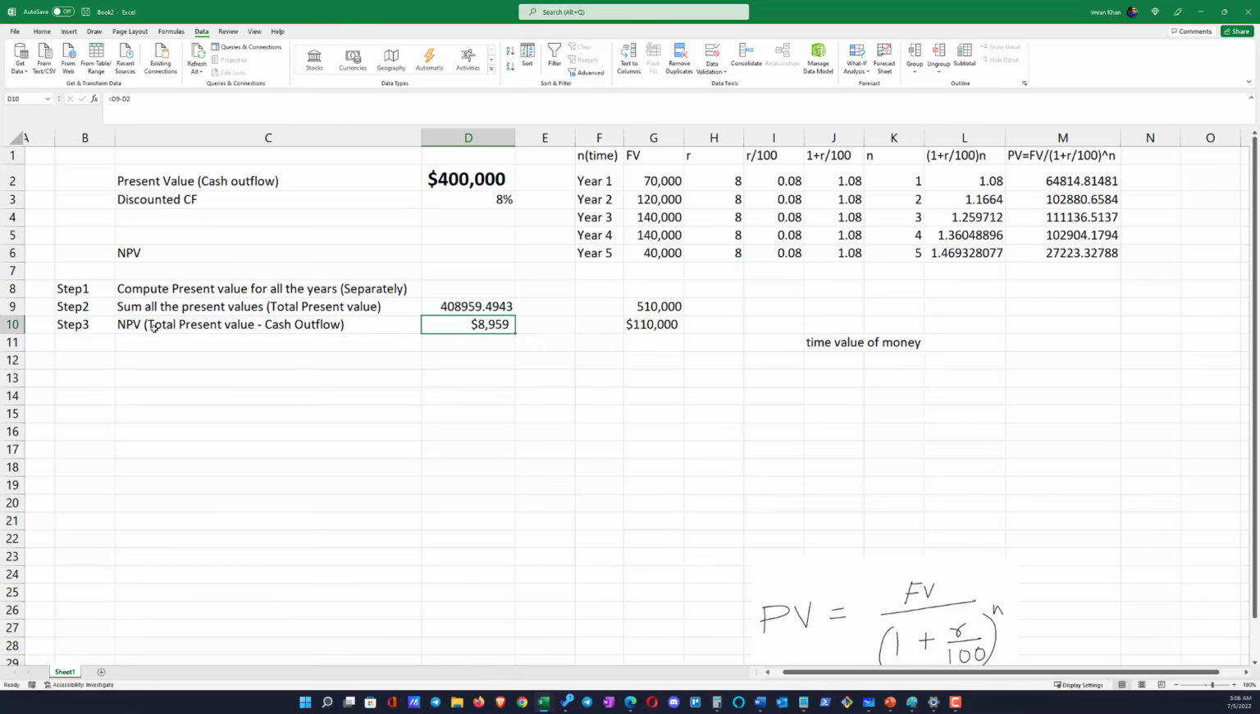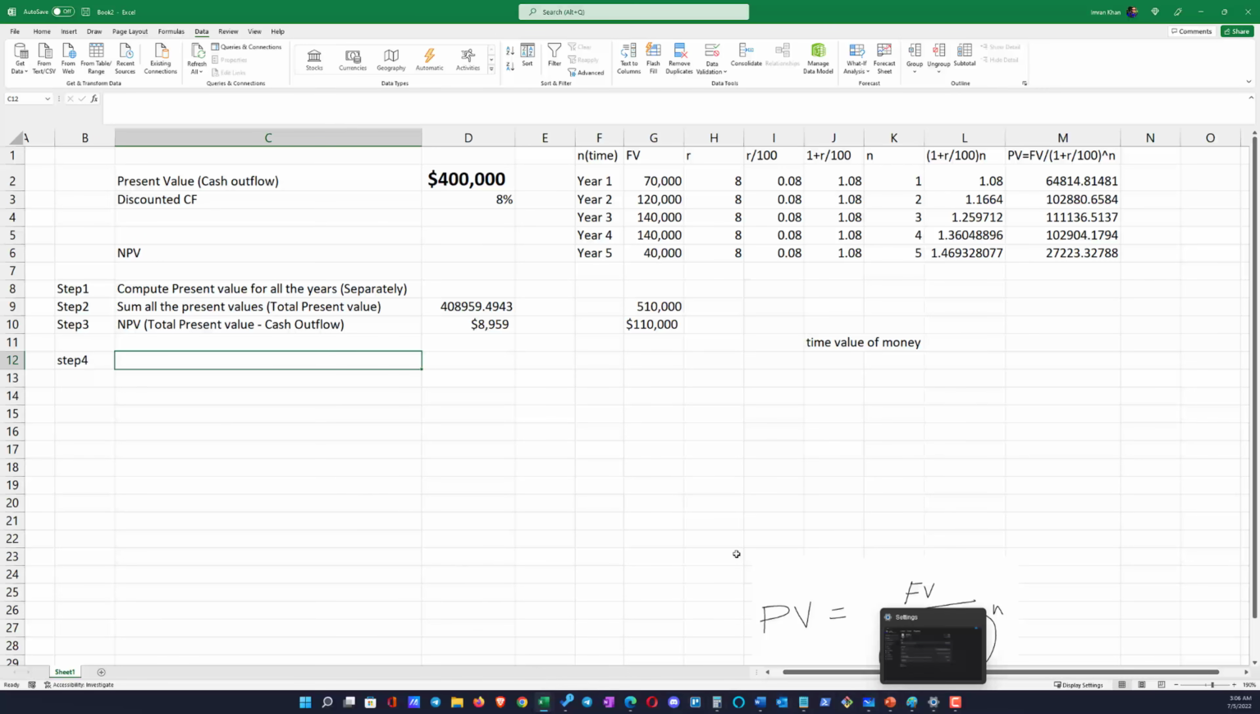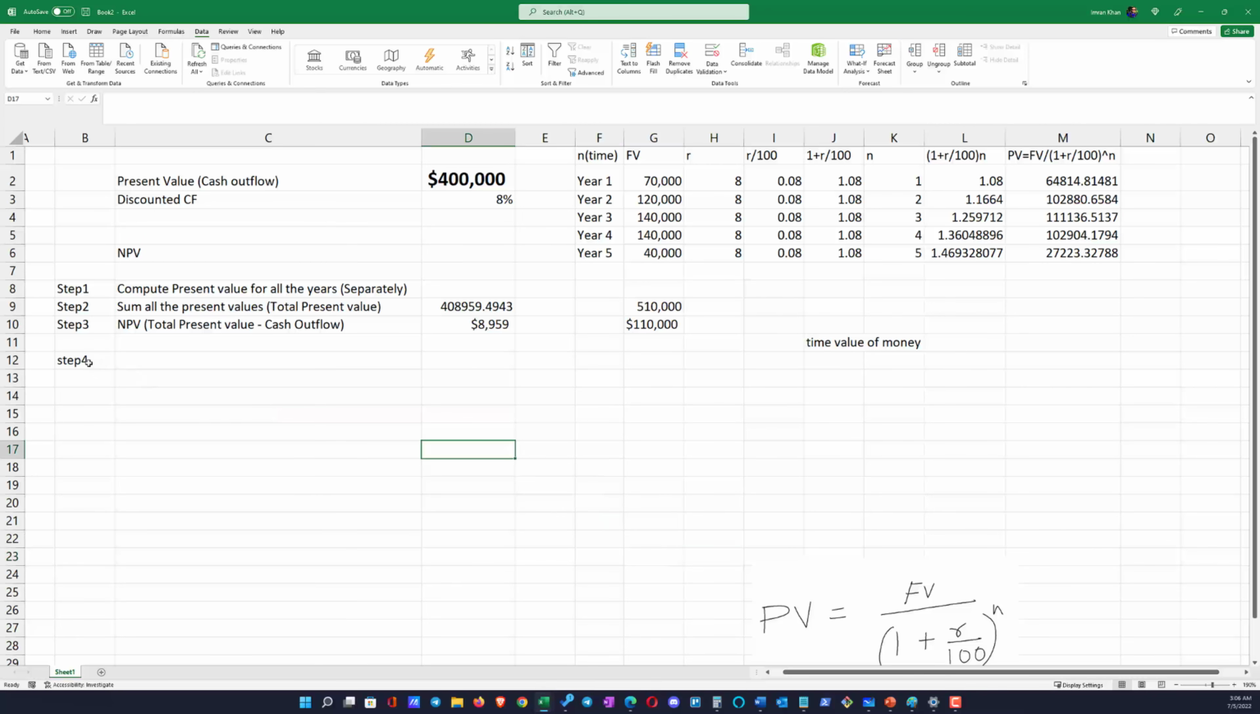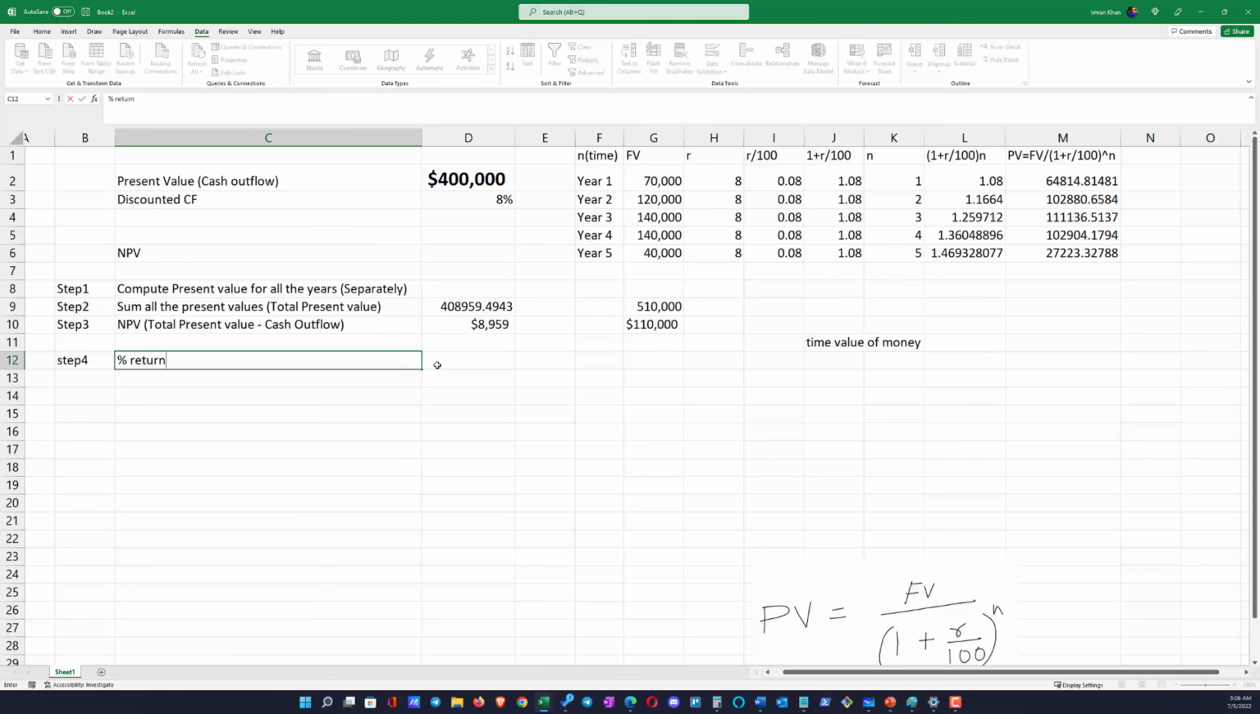Okay, so this is how you compute net present value. Now let's compute internal rate of return. If you remember, I've told you that internal rate of return is nothing but the percentage return. Okay, the percentage return, right? Now how do you calculate the percentage rate of return for this particular amount that we're getting?